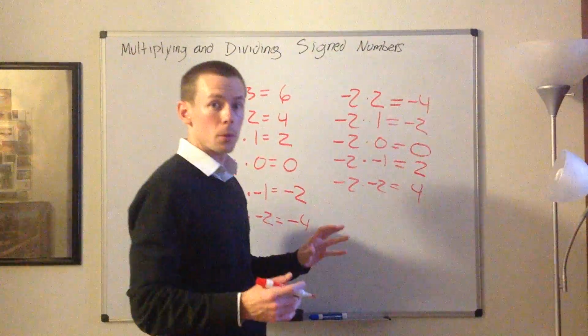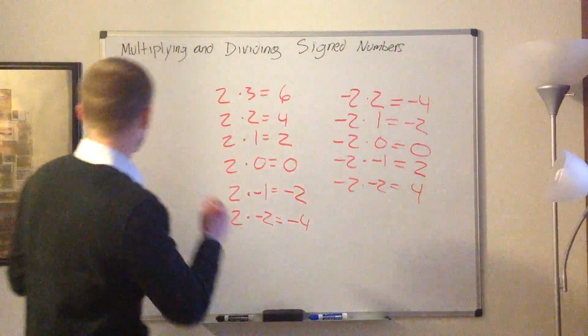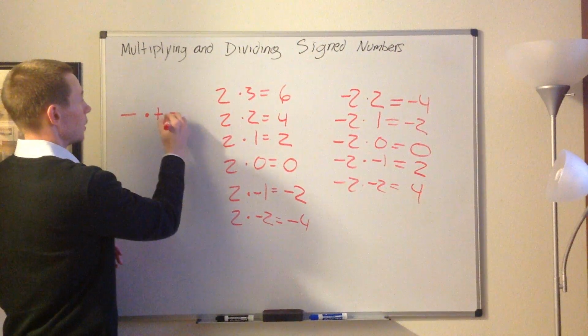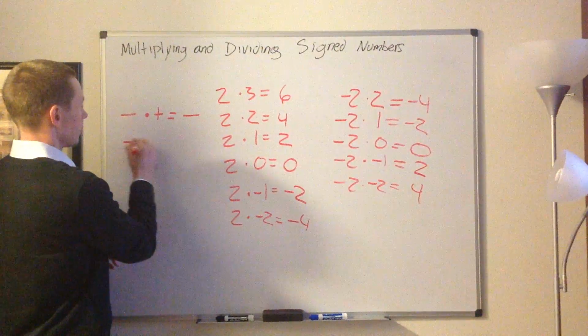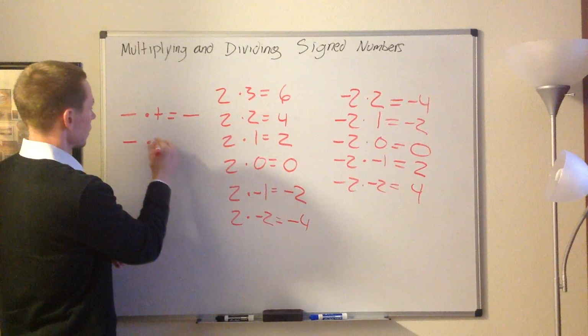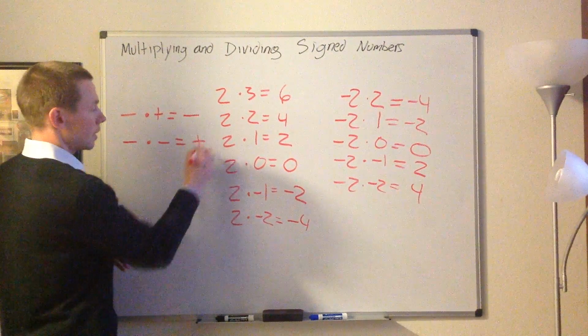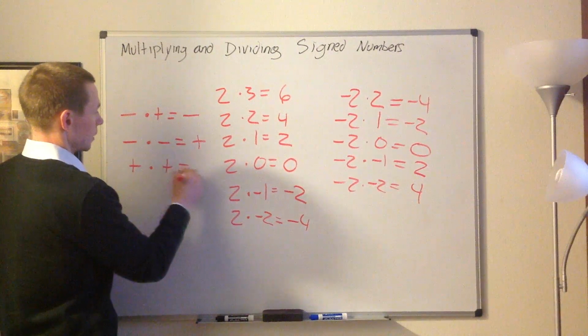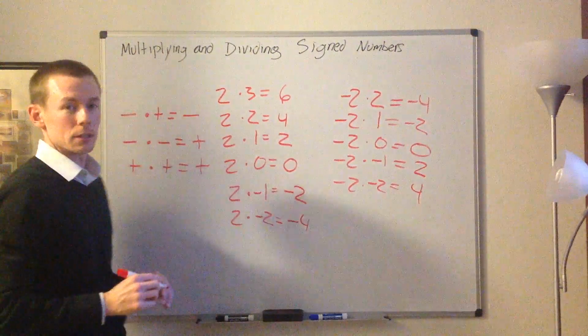So our rules for multiplication and division are: negative times positive equals negative. Negative times negative equals positive. And of course, a positive times a positive equals a positive number.